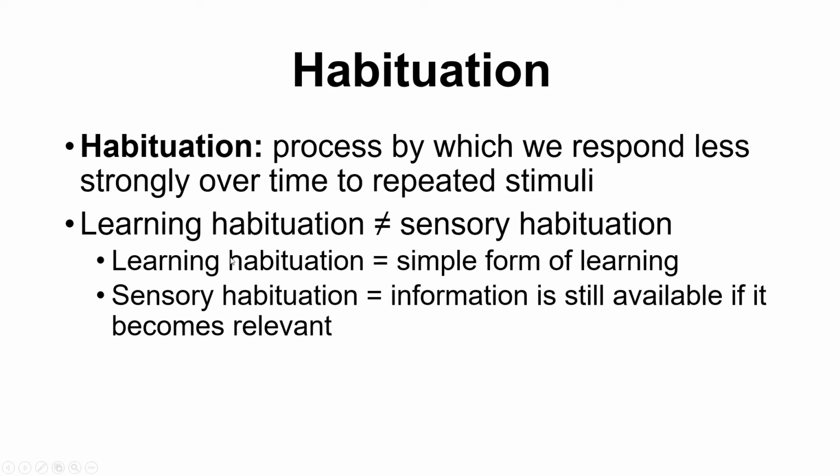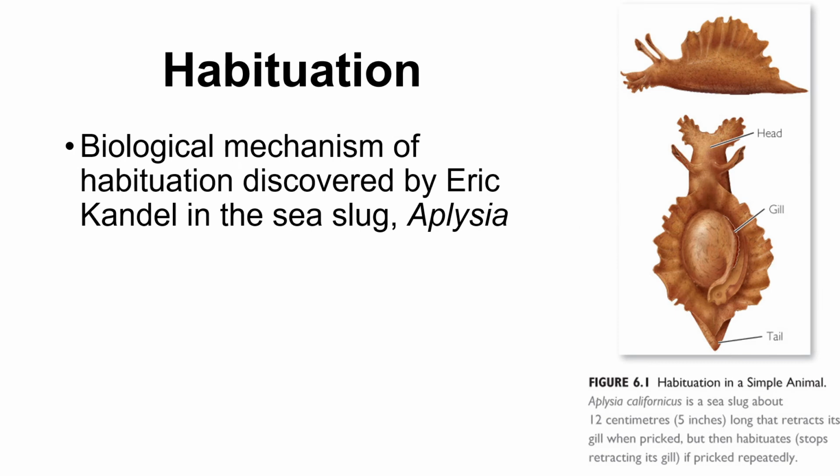When we're looking at learning habituation, we're specifically looking at some kind of behavioral response to a stimulus that's been delivered. The most famous example of habituation was actually from this sea snail, Aplysia, or specifically Aplysia californica. So this is a sea slug. These are actually a lot bigger than I would like them to be. They're up to 12 centimeters long. They can get even longer, which is kind of creepy. But they're important because this was where we discovered the biological mechanism of habituation.